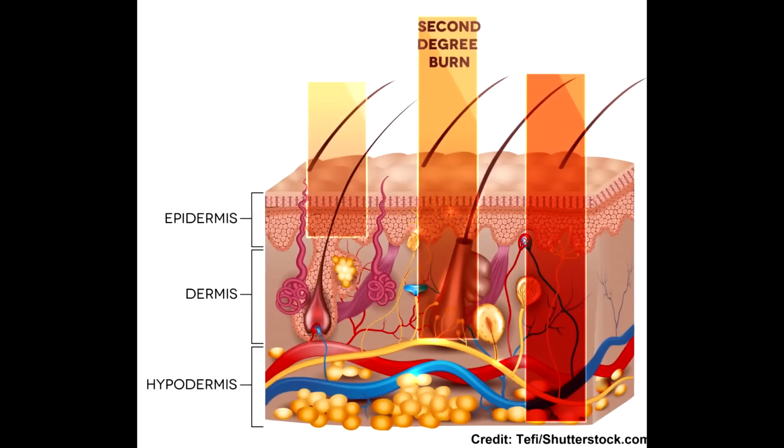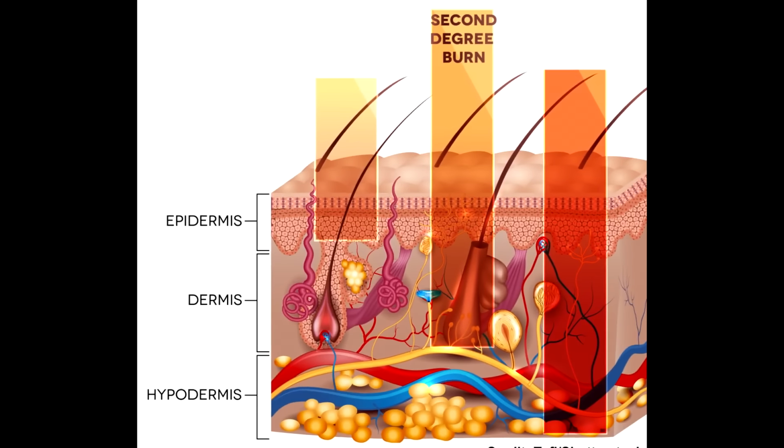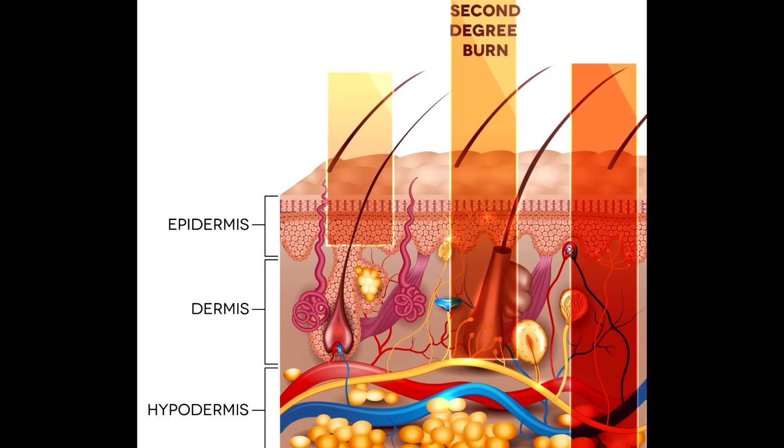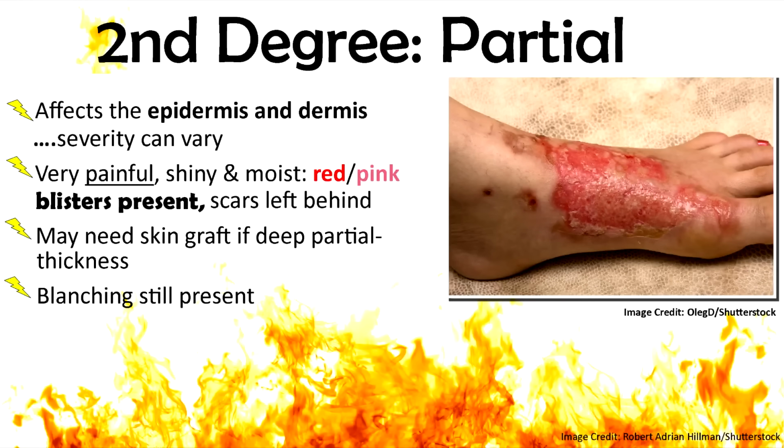Next type is our second degree burn, and this is going to extend down into the epidermis and the dermis. And again, severity can vary. It can really go deep down into that dermis where it's almost going into the hypodermis, which could easily turn it into a third degree burn. But this again is going to be very painful to the patient, and it can be shiny and moist, as you can see in the picture. Also, it's going to be red and pink, and you're going to see blisters present with this, and scars can be left behind, especially if those skin cells are being affected. And a lot of times, if this is a deep partial thickness, the patient will need a skin graft, and blanching is usually still present.